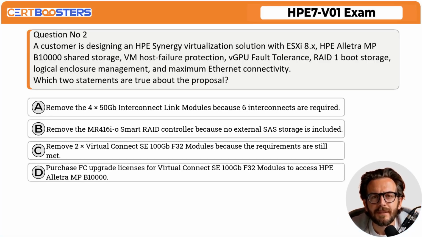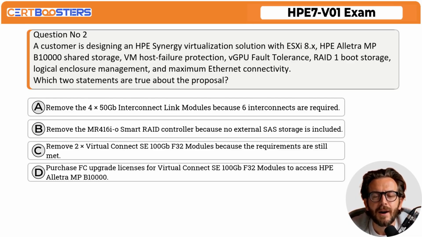Question number 2. A customer is designing an HPE Synergy virtualization solution with ESXi 8.x, HPE Alletra MP B10000 shared storage, VM host failure protection, vGPU fault tolerance, RAID 1 boot storage, logical enclosure management, and maximum Ethernet connectivity. Which two statements are true about the proposal? A. Remove the 4x50 gigabit interconnect link modules because 6 interconnects are required.